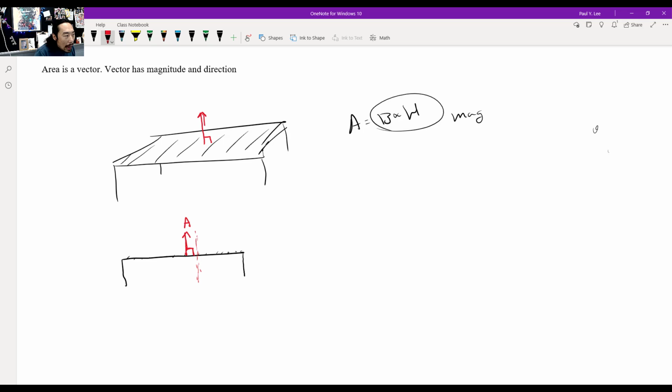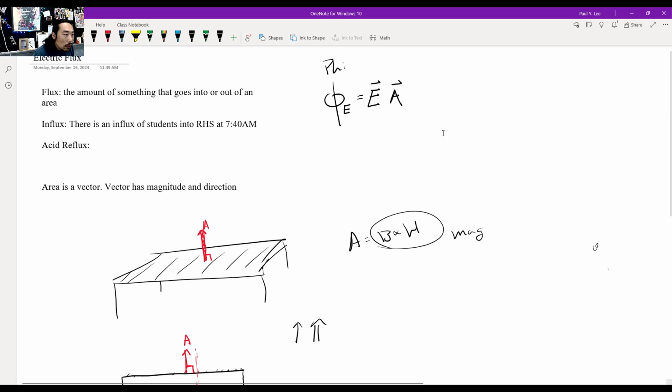For our examples, it's just a good habit I got into: instead of a vector drawn as a single line like this, I like to denote the area with a double line. The reason is that if you take a look at our flux formula, flux has the E field, which is a vector, and area, which is also a vector.